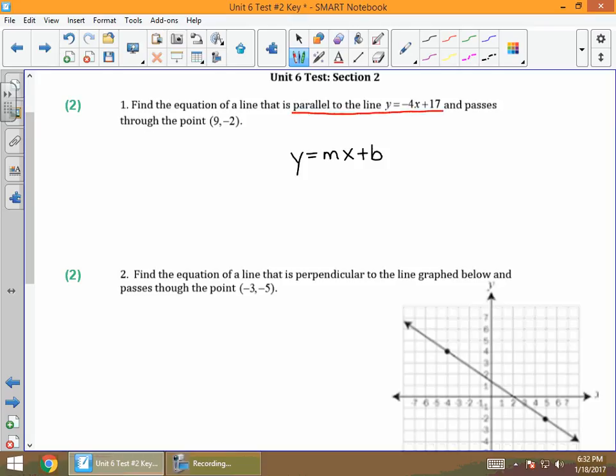It says find the equation of a line that is parallel to that given equation. Well, when I know that it's parallel, that tells me that the slope has to be the same. So my m value, the slope of my new line, is going to be the slope of this line, which I see right here in front of x, is negative 4. So my m value is negative 4. And what other information do they give me? It tells me that it passes through the point 9 and negative 2. Well, that is a value for x and a value for y.